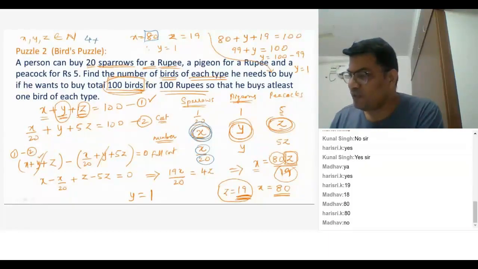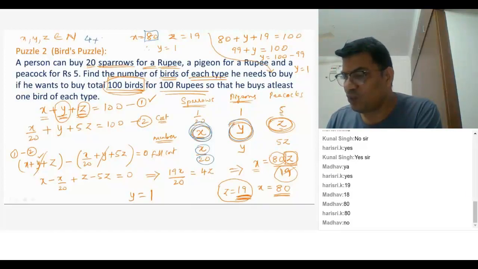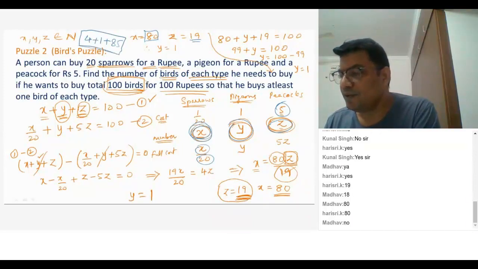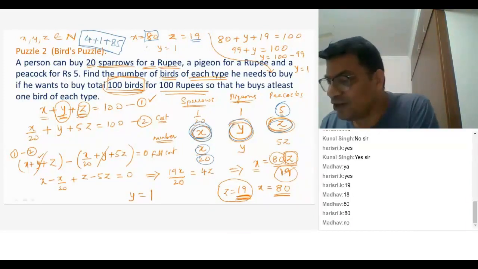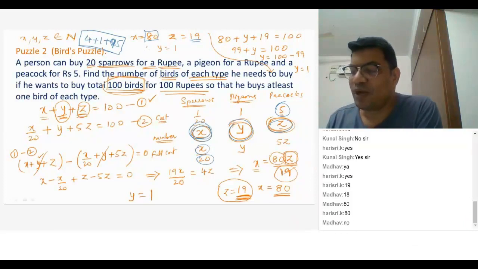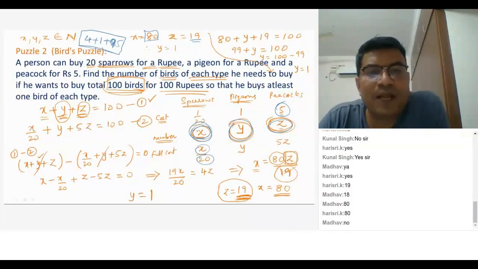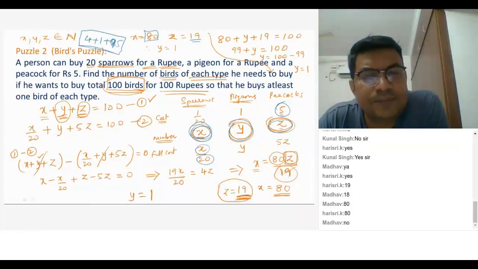What is the cost of pigeons? How many pigeons do we have? 1 pigeon, 1 rupee. That will be the cost, 1, plus. Now the number of peacocks is z, and each peacock costs 5, and we got z as 19. 19 fives is 95 rupees. 95 plus 1 plus 4, the cost is becoming 100. Can you see the cost is becoming 100? Yes, sir.